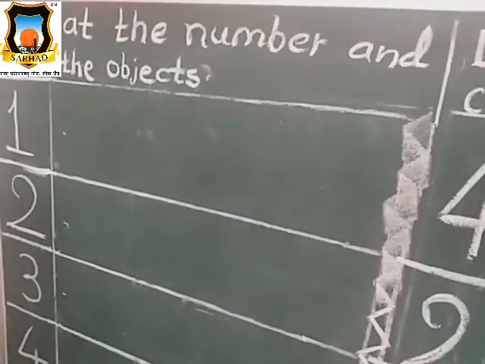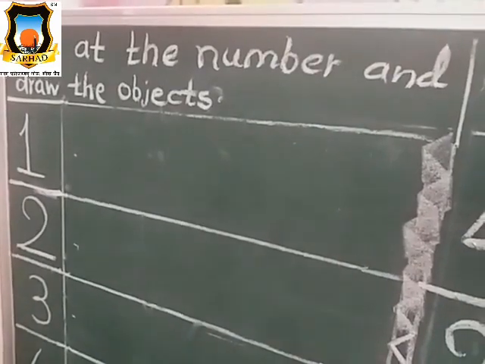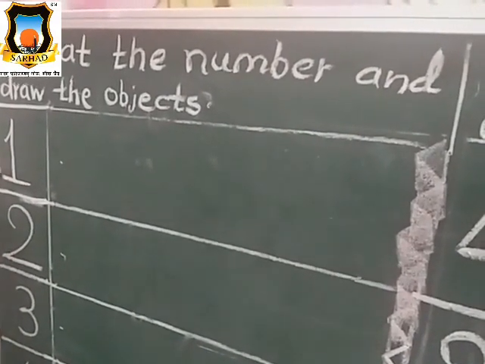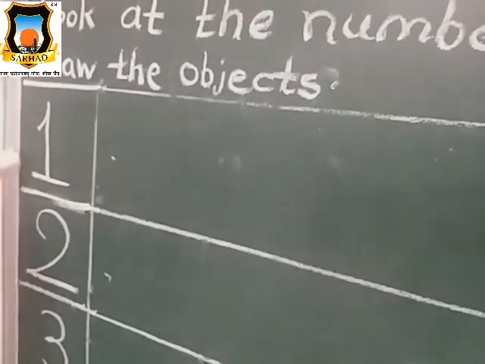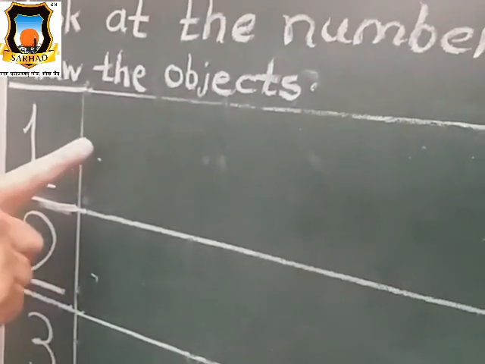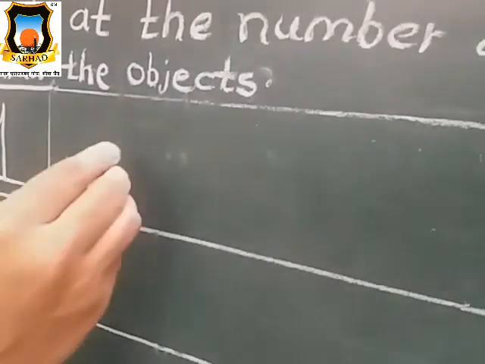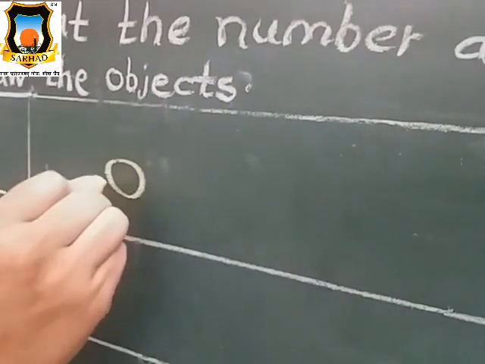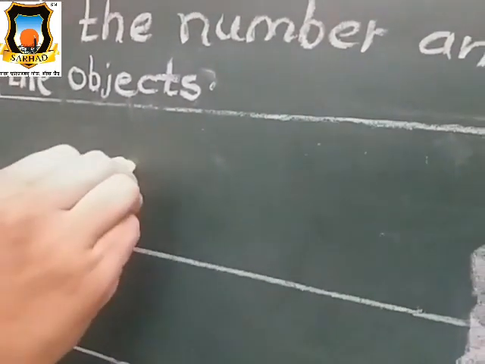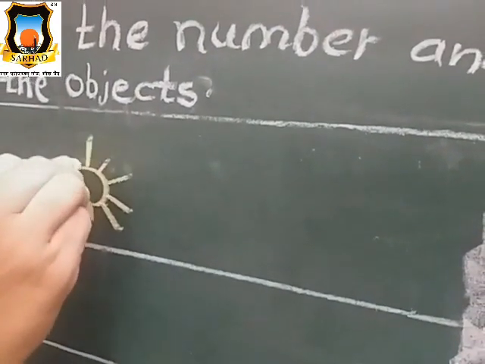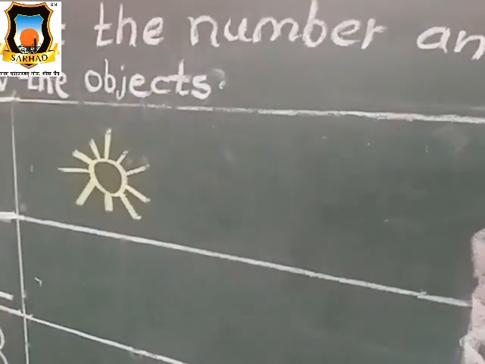We have to look at this number and draw that many objects here. So look at here, Jams. Which is this number? Yes, this is 1. So I am going to draw here one sun. So look at here, all of you. This is one sun. There is only one sun, right? That's why we are going to draw this object, one sun.